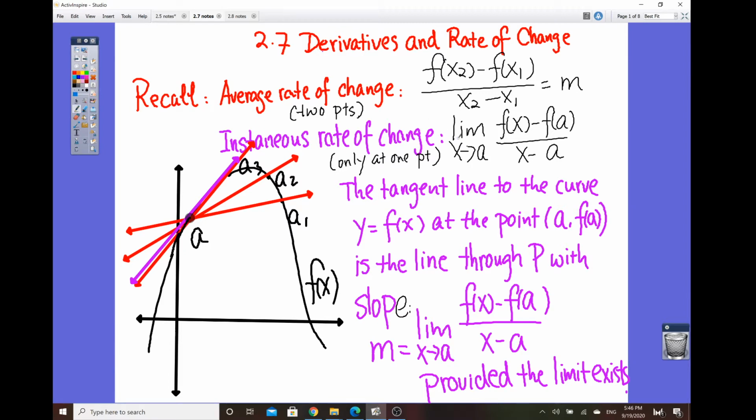The way to find the instantaneous rate of change is to take the limit. As you can see, x is getting very close to the value of a. The tangent line to the curve y equals f of x at a point a comma f of a is the line through point P with slope m equals the limit as x approaches a of f of x minus f of a over x minus a, provided the limit exists. Anytime you see something like this, we're looking for the instantaneous rate of change.